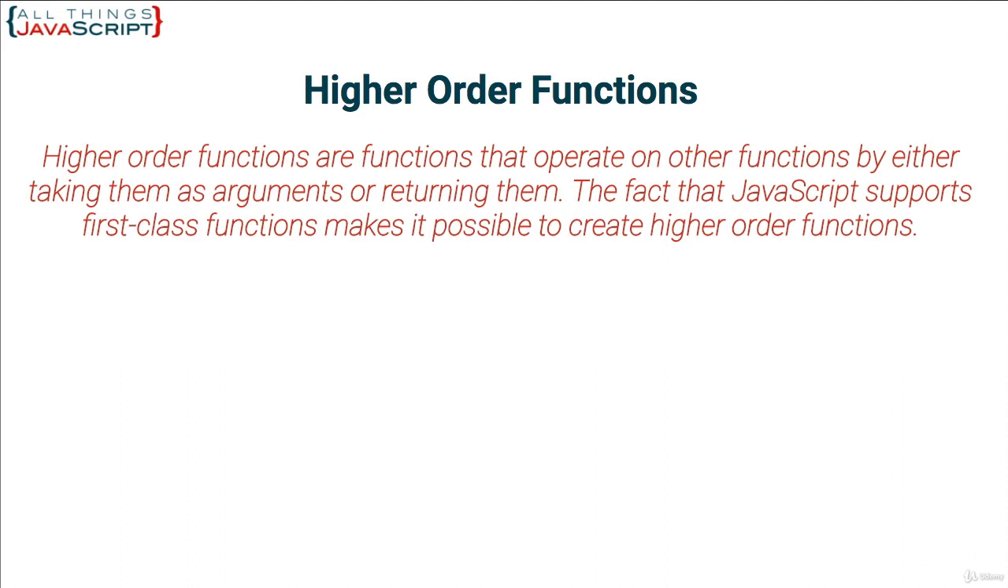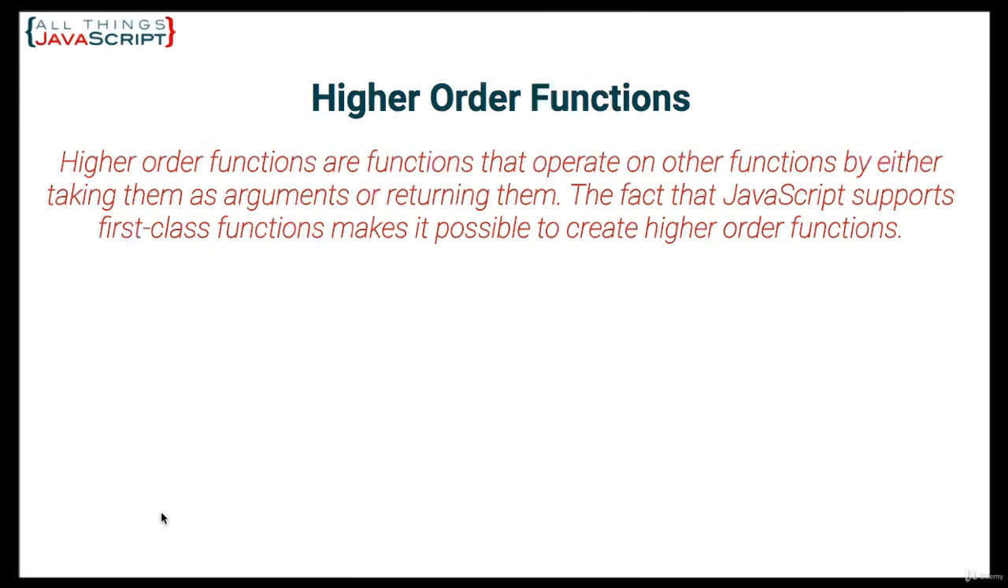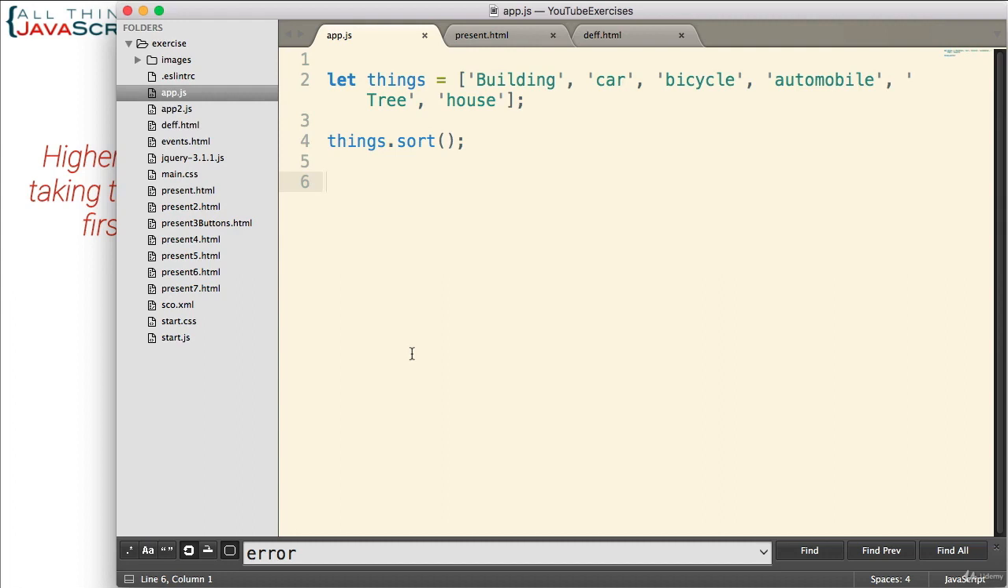Arrays are a great example. We'll use the sort method of arrays to illustrate that. So let me jump to Sublime and we'll look at a simple example. Here we have an array. It contains things: building, car, bicycle, automobile, tree, house. And then we are doing a sort on that array. Now, looking at the items in that array, will this sort correctly? Well, let's go ahead and find out.